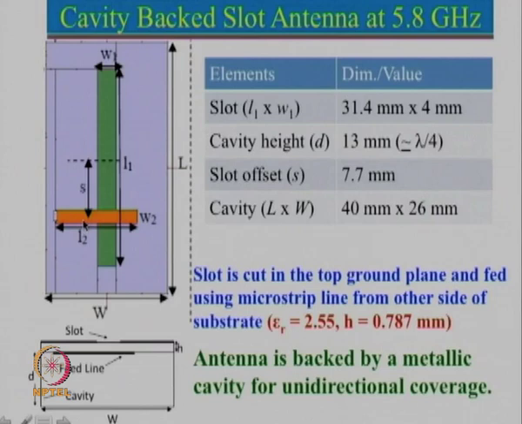We also need to know what is the effect of this width here. Now, generally this width is chosen as a 50 ohm line, which is for a microstrip line corresponding to the epsilon r and thickness. Now, this length here determines the coupling from this line to the slot.